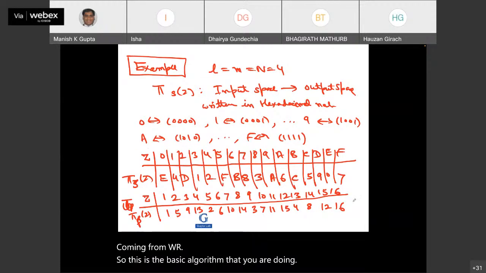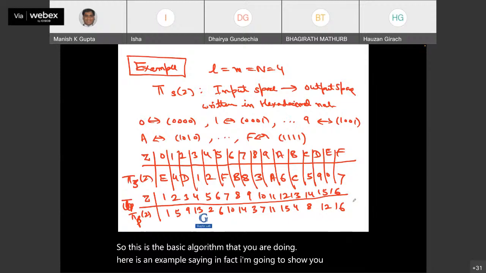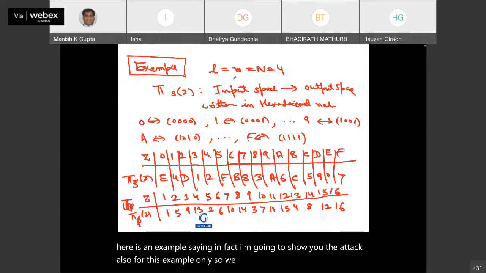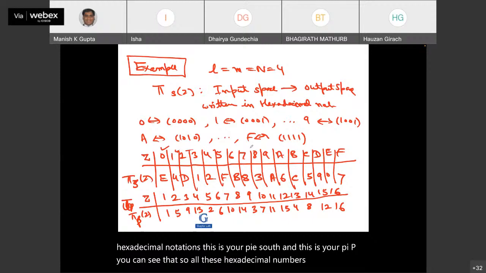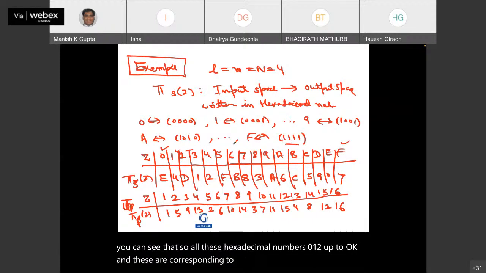Here is an example. In fact, I am going to show you the attack for this example only. We have L, m and n equal to 4, and the input space to output space pi s written in hexadecimal notation. This is your pi s and this is your pi p. You can see all the hexadecimal numbers 0, 1, 2 up to F, corresponding to binary ones. We can convert them into binary if you need. Then we have the permutation function, which changes the order of all the 16 elements.